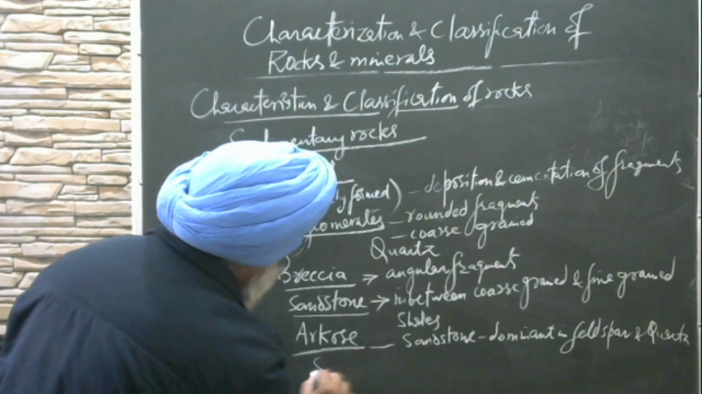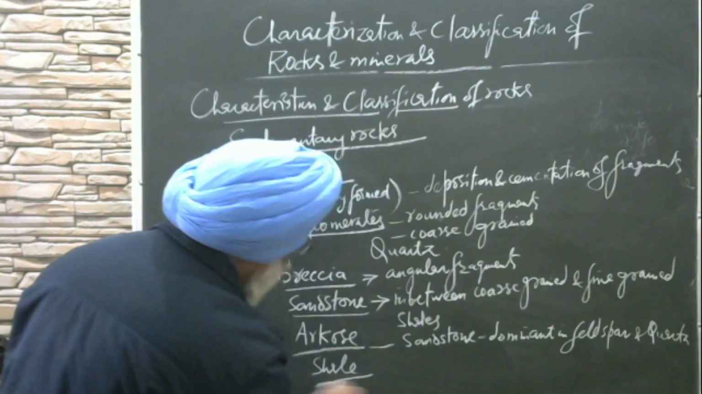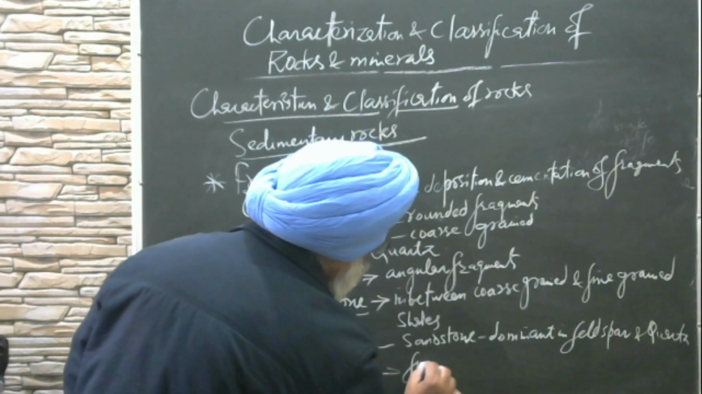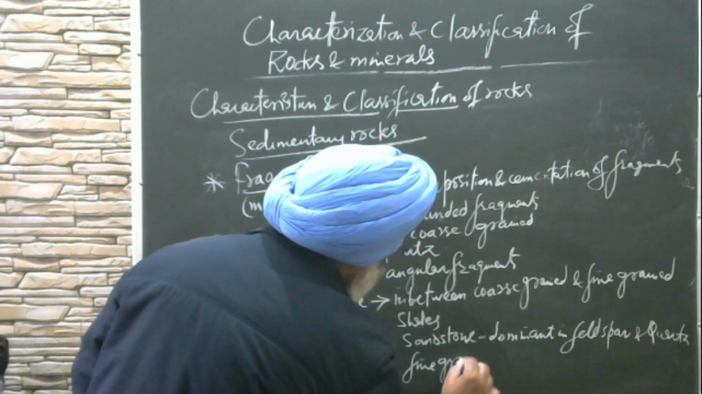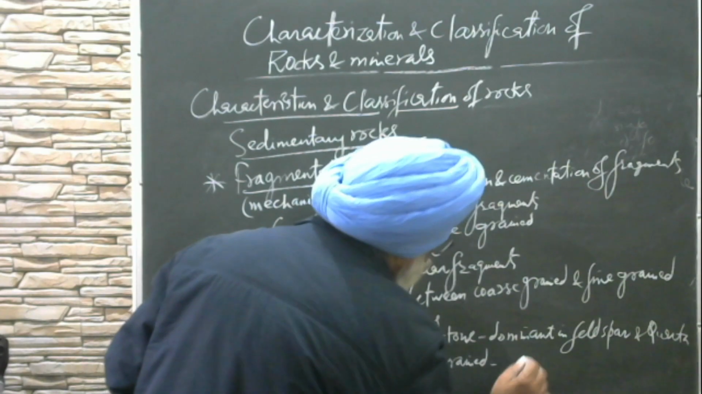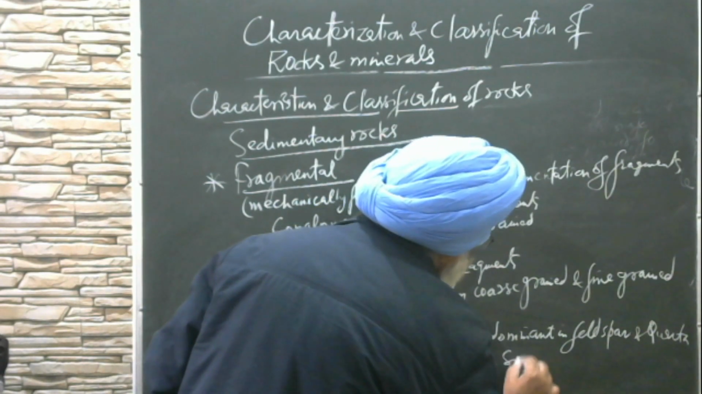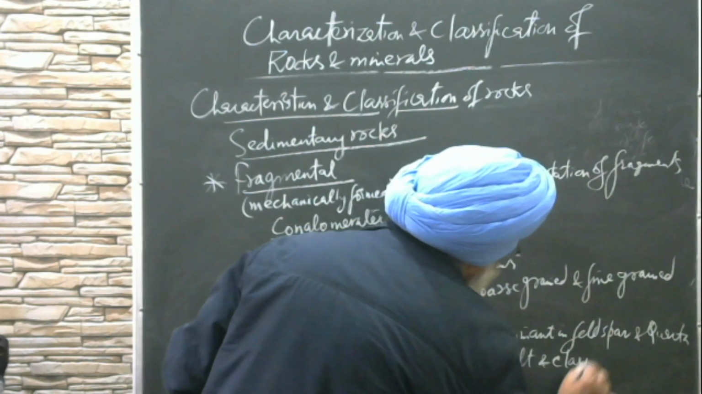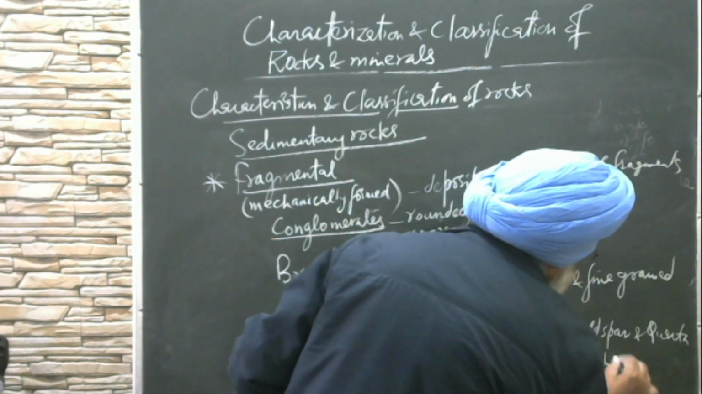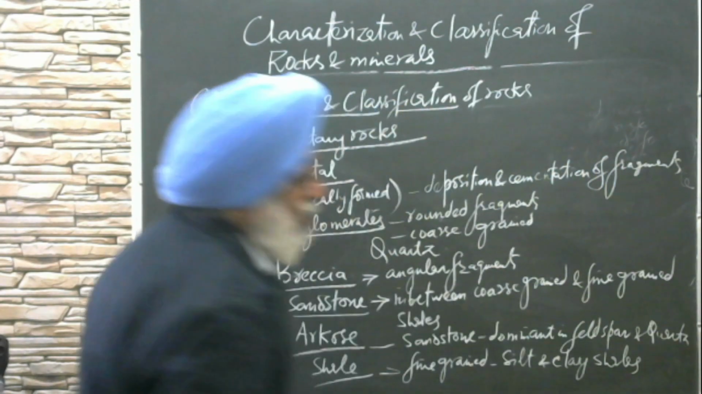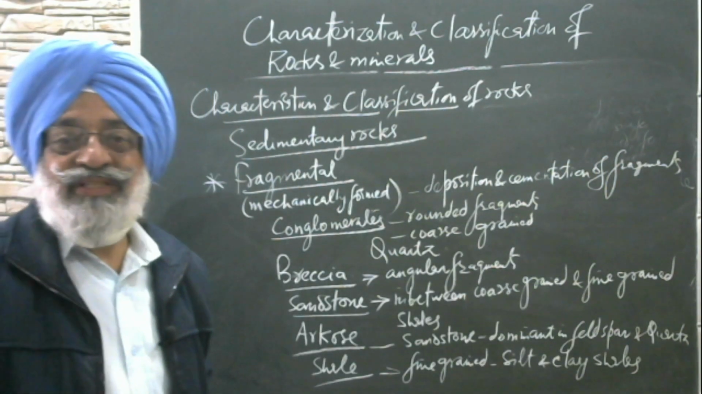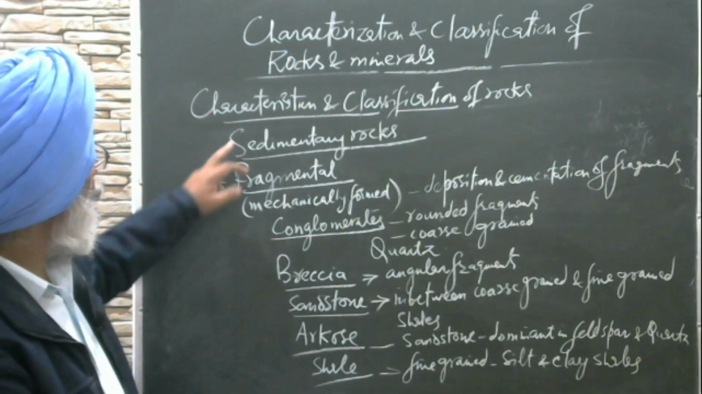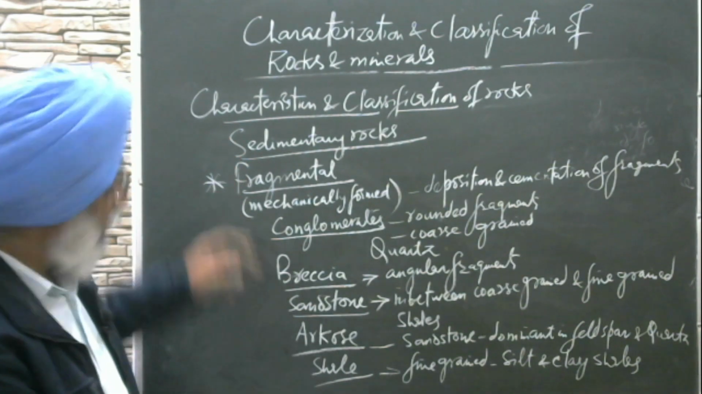And then shale. Shales, in fact, are formed from the finer material. These are fine grained, mainly you can say silt and clay shales. So these are the shales of the size silt and clay. So this is how the sedimentary rocks first form: fragmental.